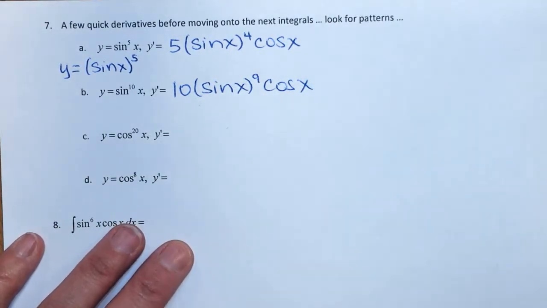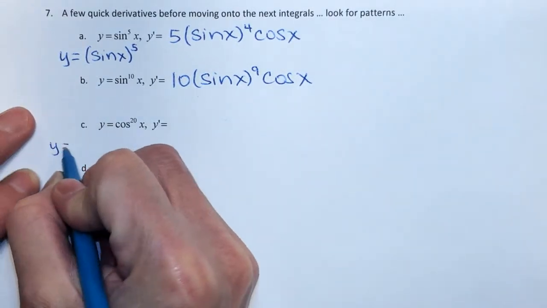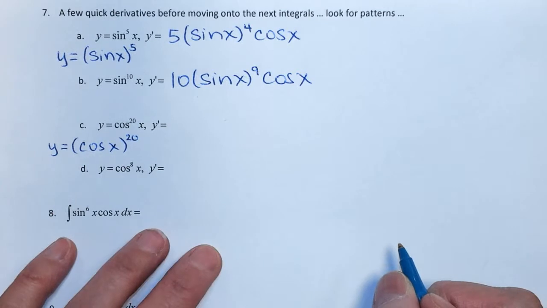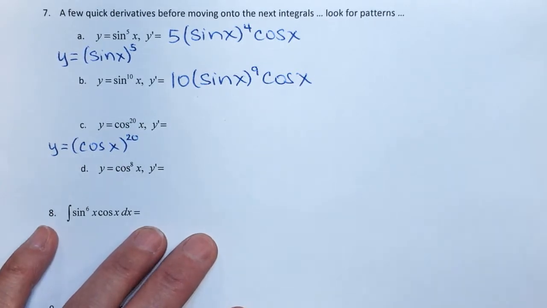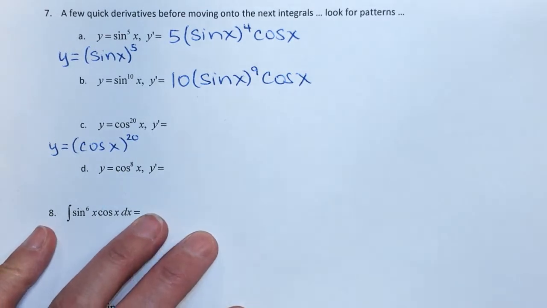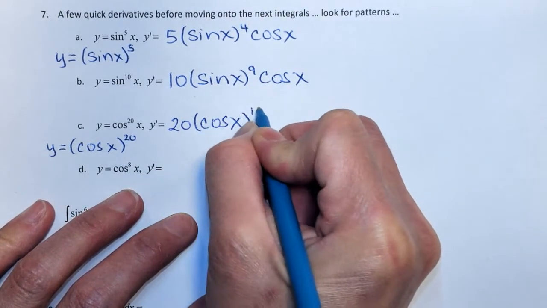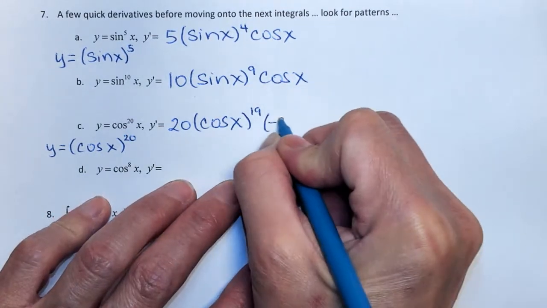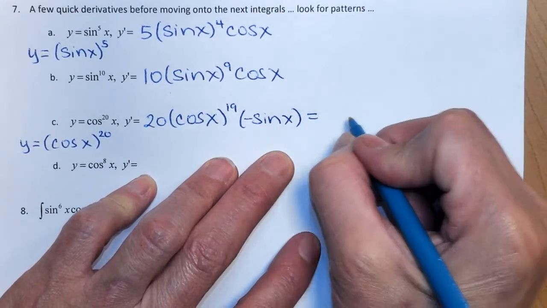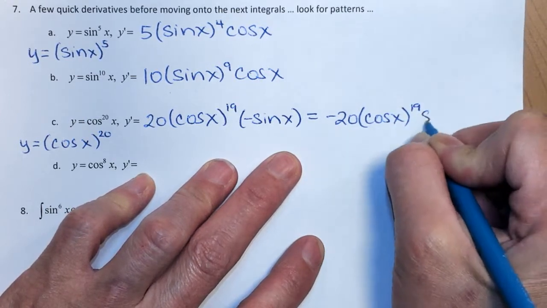Well, what if I have the derivative of a power of cosine? So again, we're looking at a function that is a power of something, cosine x, quantity to the 20th. So I need to use the exponent rule first, and then use the chain rule and take the derivative of what's inside. So this is 20 cosine x to the 19th times negative sine x. Or I'll rewrite that as negative 20 cosine x to the 19th sine x.